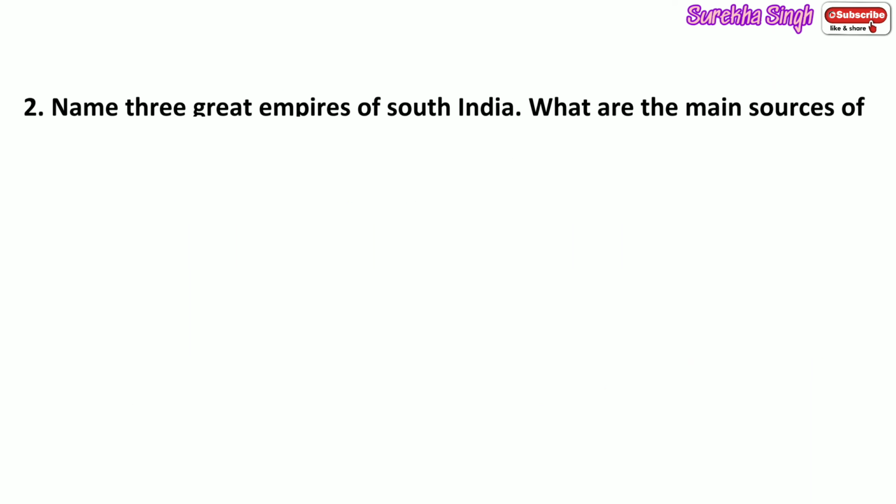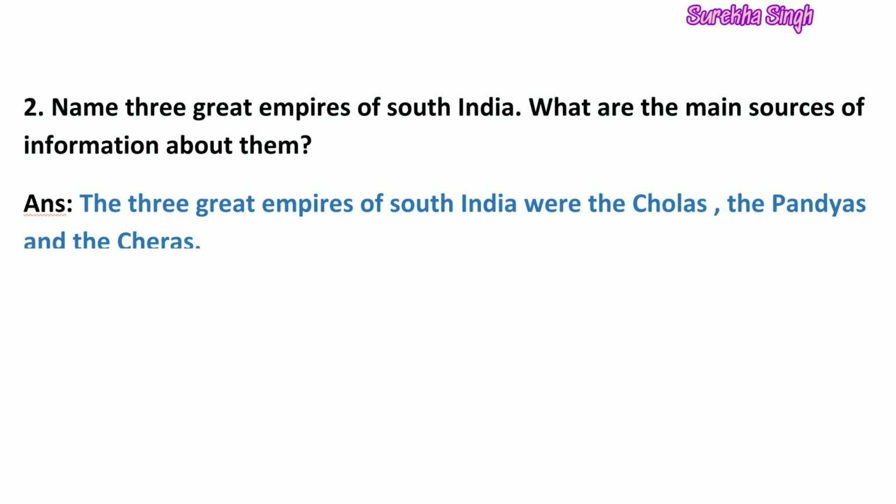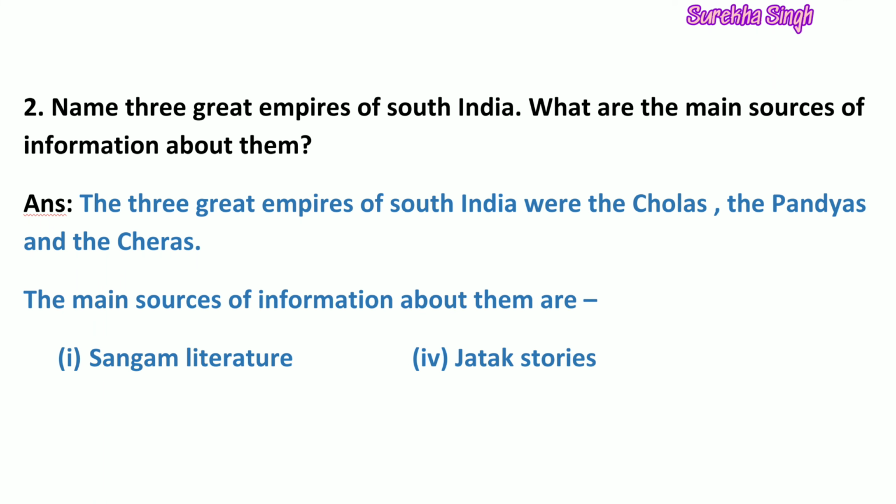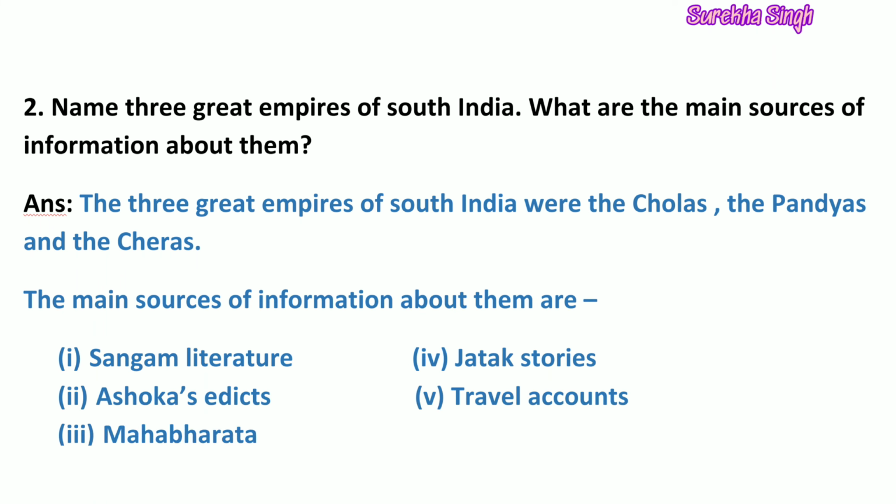They built roads and ships to encourage internal and external trade. 2. Name 3 great empires of South India. What are the main sources of information about them? The great empires of South India were the Cholas, the Pandyas and the Cheras. The main sources of information about them are Sangam literature, Ashoka's edicts, Mahabharata, Jatak stories and travel accounts.